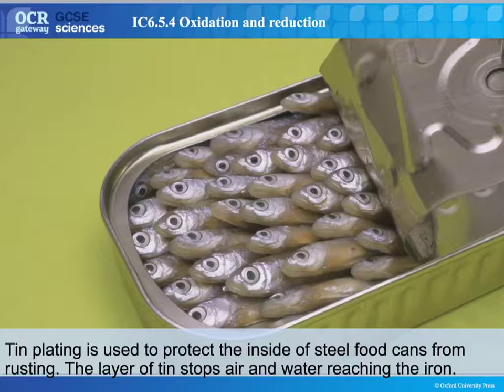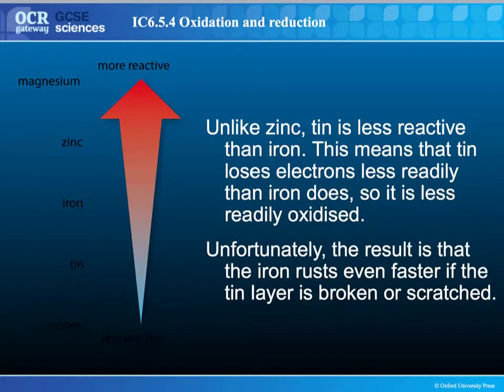You might have also observed this fact if you've ever left a steel fork or something like that inside a can in the fridge. The fork will rust more quickly because it is essentially working as sacrificial protection, protecting the tin that the can is coated with. This slide just summarises what I just said on the previous slide. Tin is less reactive than iron, so it loses its electrons less readily. It's less readily oxidised, so if there is damage, then the iron provides sacrificial protection to the tin.